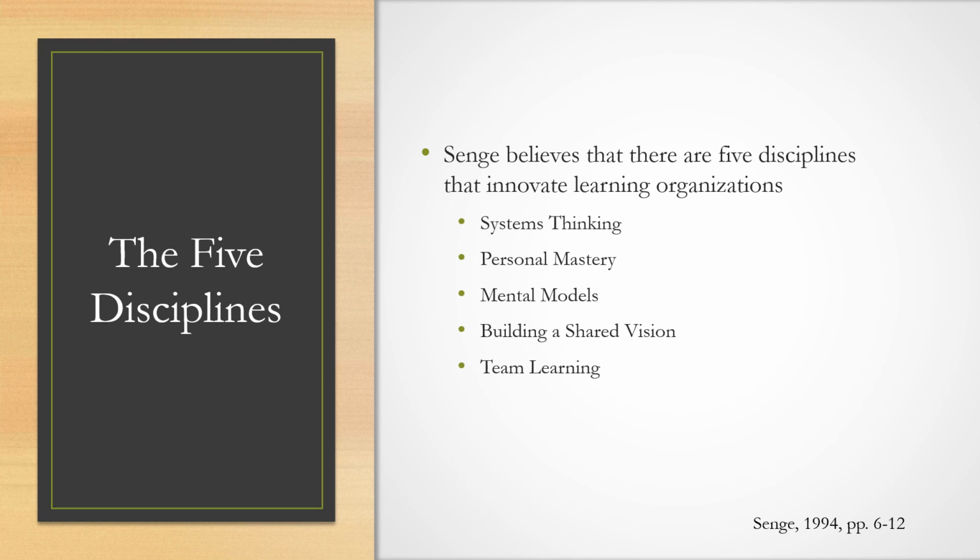So the fifth discipline, there are five disciplines that innovate learning organizations. The first is systems thinking, then personal mastery, mental models, building a shared vision, and team learning.